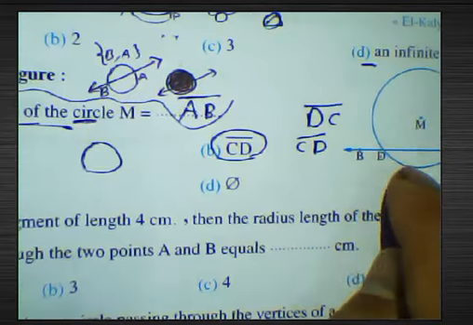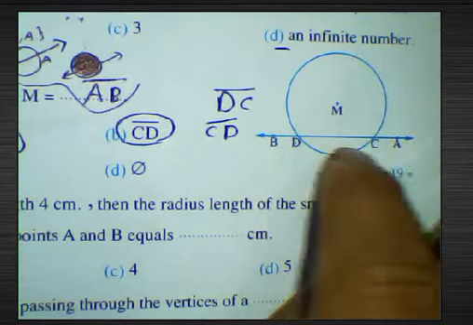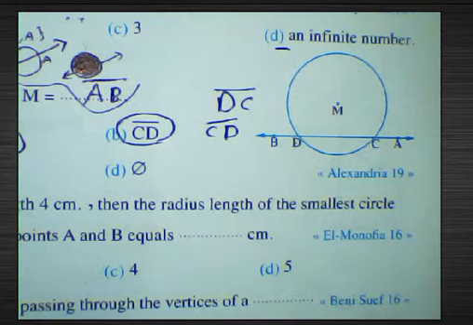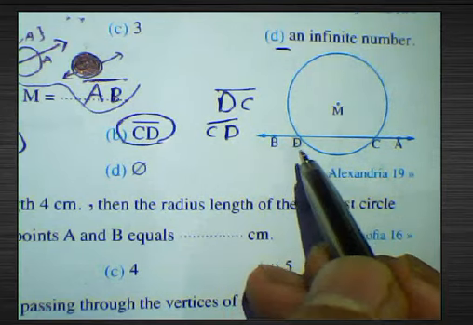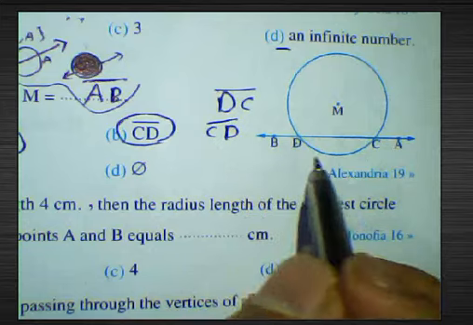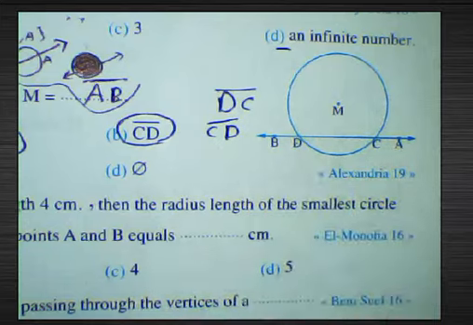Look at this example here. This secant of the circle cuts the surface of the circle at the line segment DC, but cuts the circle at the points D and C only.